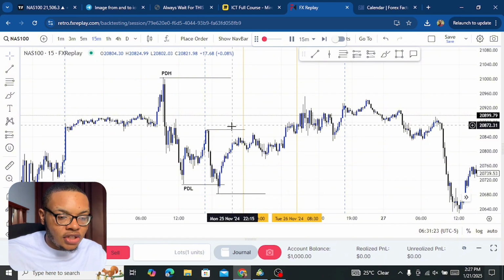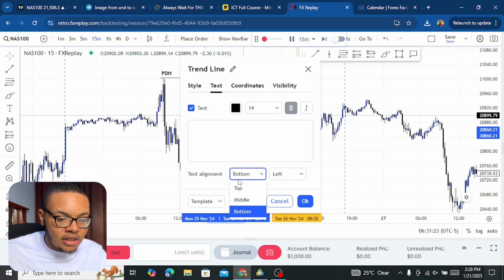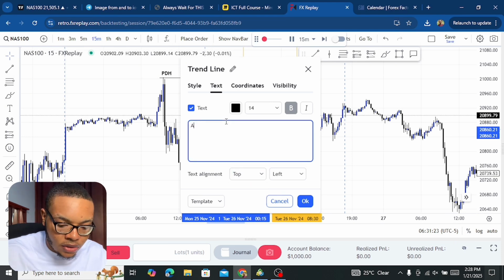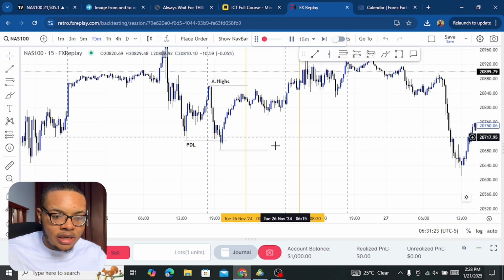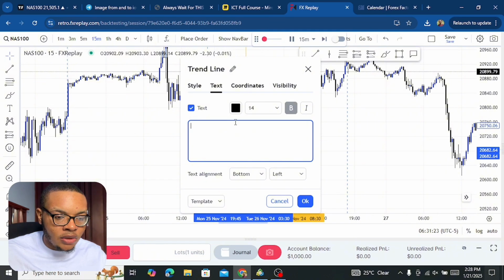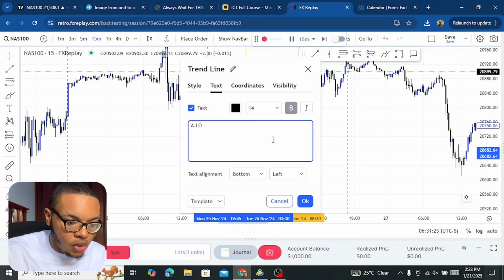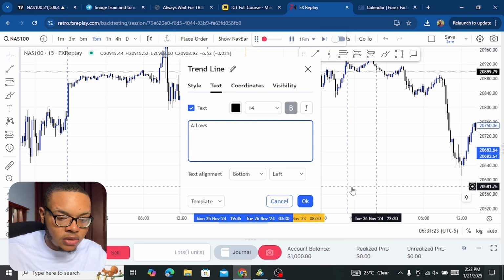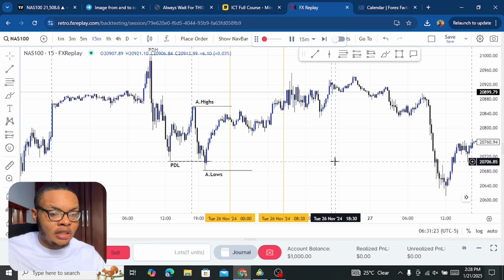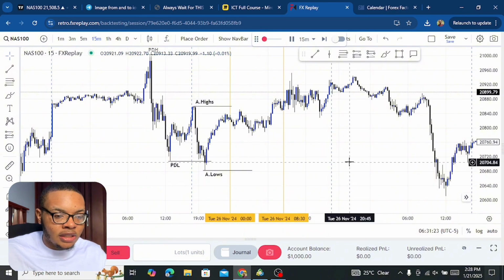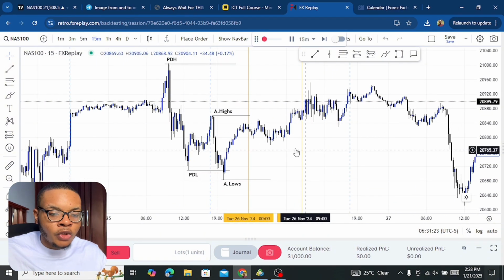So that is Asian session, and I'm going to be labeling this. This is going to be on the top as A highs. And then we'll have this on the bottom as A lows. So that's Asian lows, just in case you see that on my charts as well. If you join the free community and you see my analysis, there's a link to the free community in the description. If you join and you see me label my chart like this, you know exactly what I am doing. So that is that.